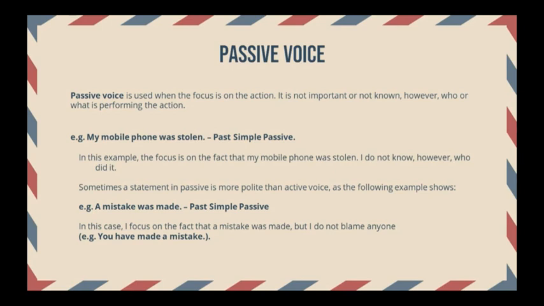Okay, but sometimes a statement in passive is more polite than active voice, as the following examples show. A mistake was made. This sentence is also in past simple passive form. In this case, I focus on the fact that a mistake was made, but I don't blame anyone. But in this example, you have made a mistake. We know who made a mistake. So passive voice is used when the focus is on the action and it is not important or not known who or what is performing the action.